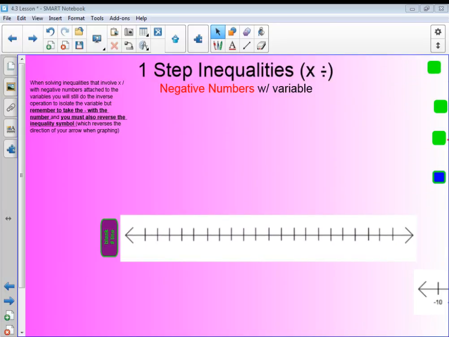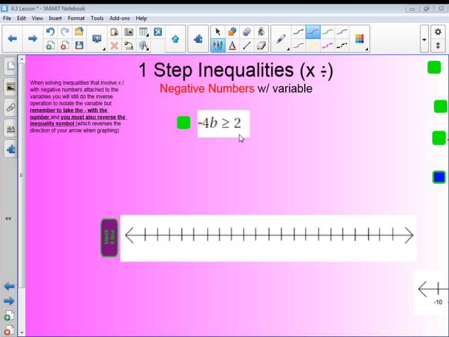All right, let's go ahead and try another one. Okay, so we have negative 4 times b is greater than or equal to 2. Okay, because that negative is involved with the 4 and the b, I'm going to do like I would normally do before it was multiplying, so I'm going to divide, taking the negative with it. Okay, but when I do that, I have to remember to then reverse this symbol. So when I rewrite it, it becomes b is less than or equal to 2 over negative 4, which would be the same as negative 1/2.